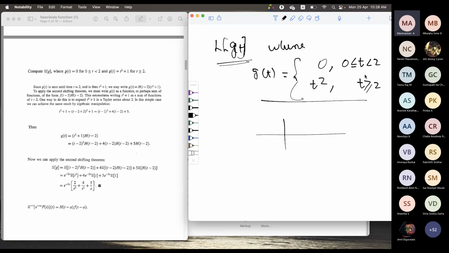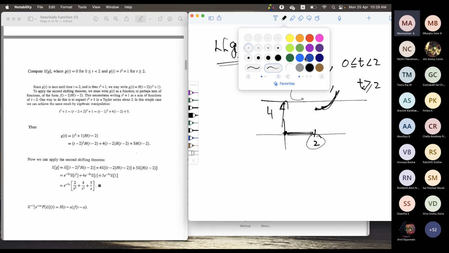It starts from 0 and until 2 it is 0. Then for t greater than or equal to 2, at t equals 2 it is t square, and 2 square means 4, so from 4 onwards the graph starts. This is the graph of my function. Until 2 it is 0, so it obeys the nature of the Heaviside function.